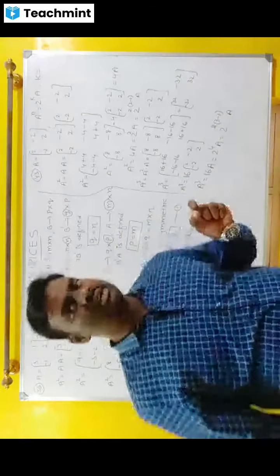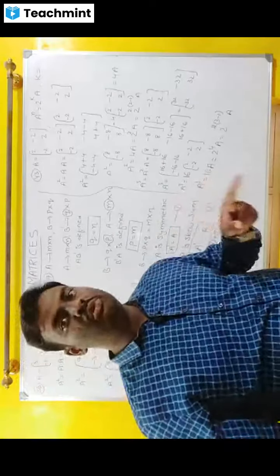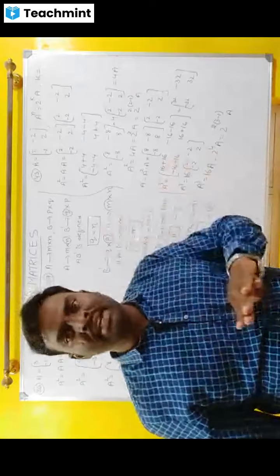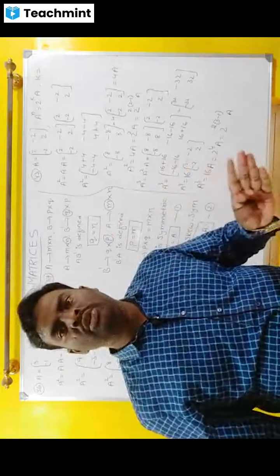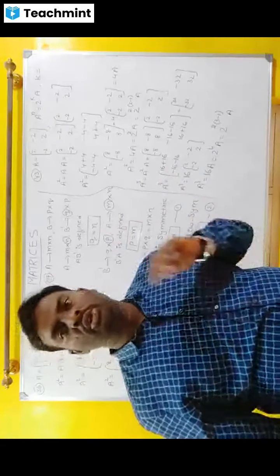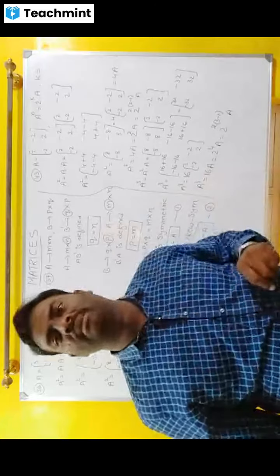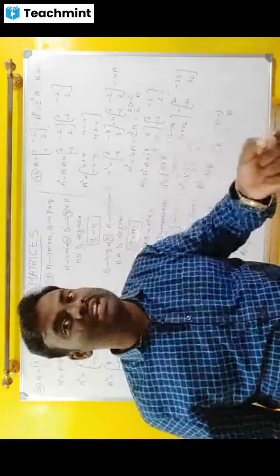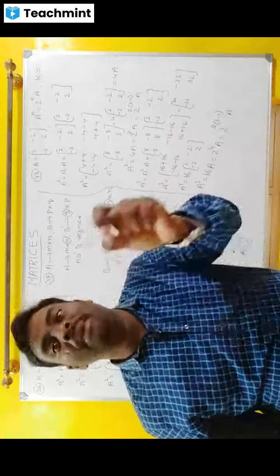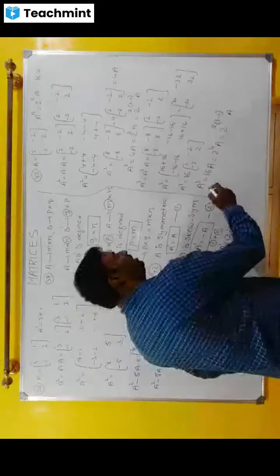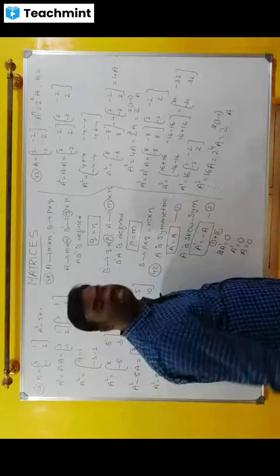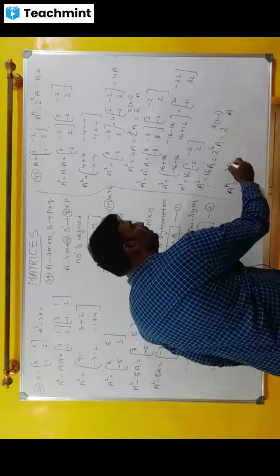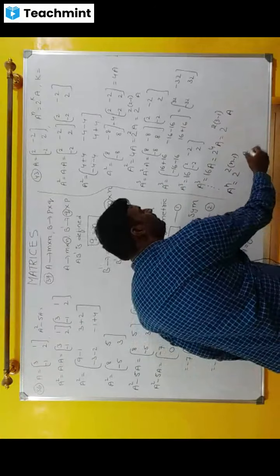Finally what do we observe? First we got 2 into 2 minus 1, next 2 into 3 minus 1, next 2 into 4 minus 1, 2 into 5 minus 1, 2 into 6 minus 1. Finally we will get 2 into n minus 1. Therefore, if you apply this process continuously, then A power n will be 2 power 2 into n minus 1, A.